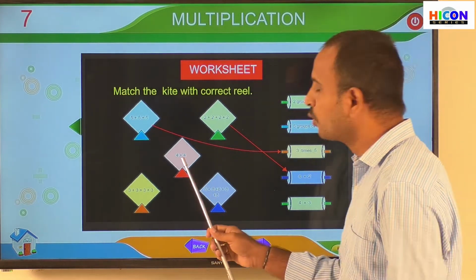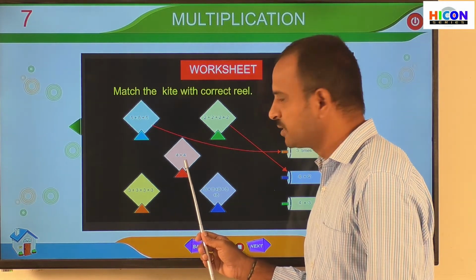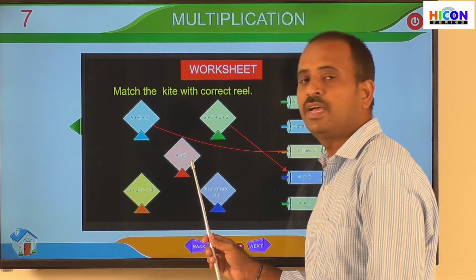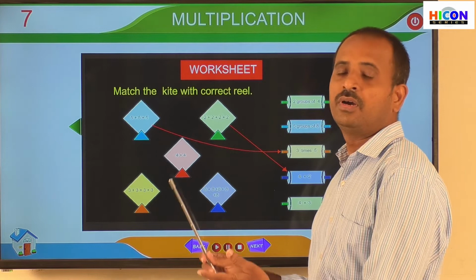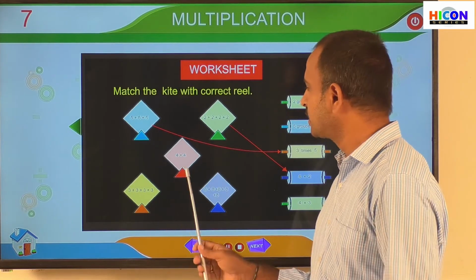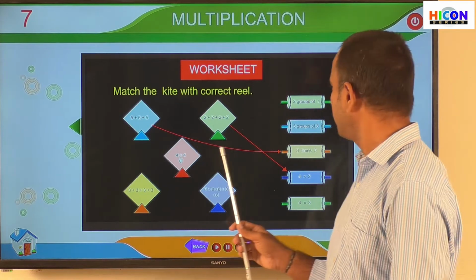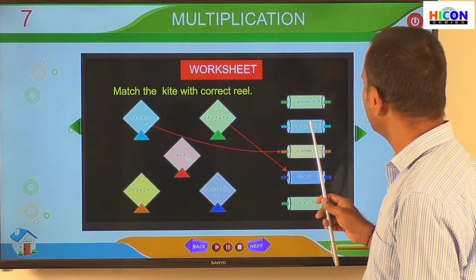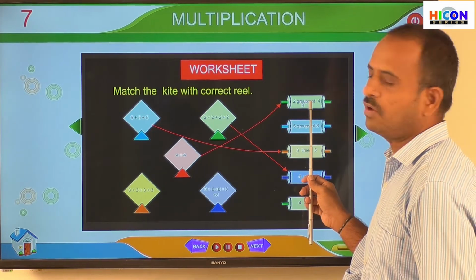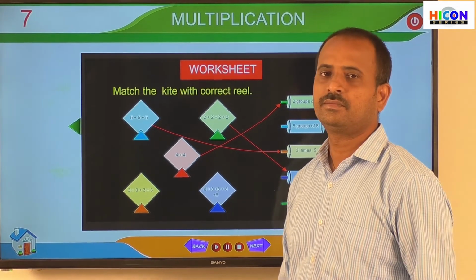Children, that is 2 groups of 4. So 4 plus 4 means the 4 is repeated 2 times and it can also be read as 2 groups of 4 or 2 times 4 or 2 into 4. So any of these can be written for kite 3. So where is the 2 groups of 4? So children, where is the reel 2 groups of 4? So here is the reel 2 groups of 4 and this is the correct reel for the third kite.